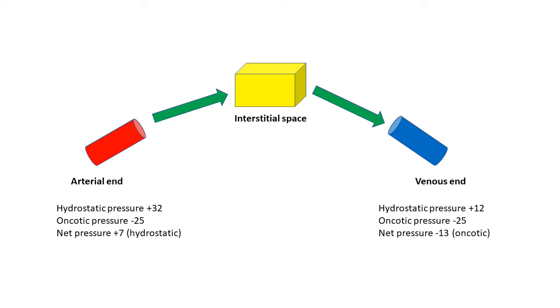As we saw, oncotic pressure is negative. It pulls the fluid inwards. So at the venular end, there is a total of 13 millimeter of mercury pressure pulling the fluid inwards. So the fluid moves from the interstitial space into the veins. There is some amount of fluid left in the interstitial space, and this is drained by lymphatics. This is what happens in normal condition, or otherwise normal fluid dynamics.